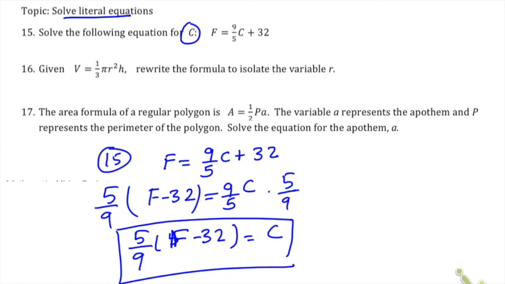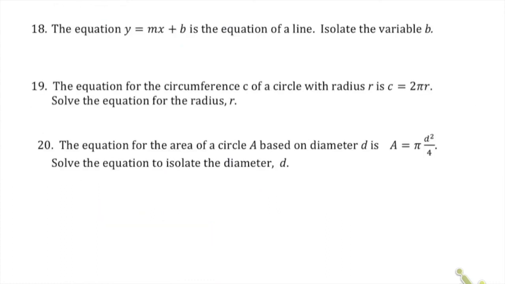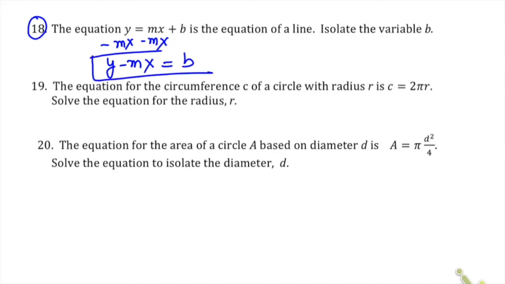Now if I move to the next question, question 18, I have to isolate variable b for y equals mx plus b. To isolate b, I subtract mx from both sides, and I'm getting y minus mx equals b. That's the equation. So you have to do it this way, and you will get the answers one by one.